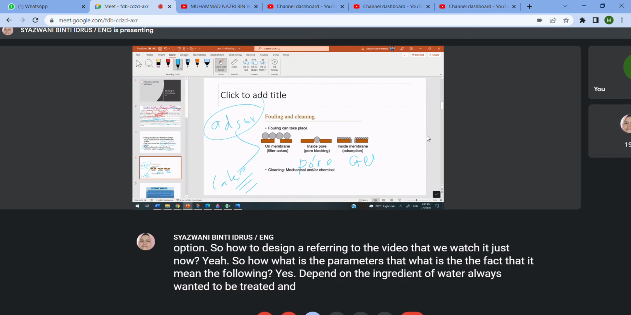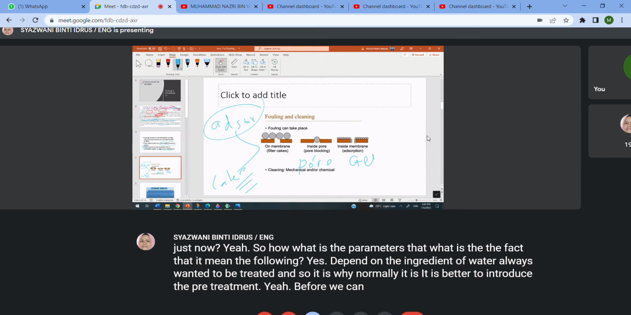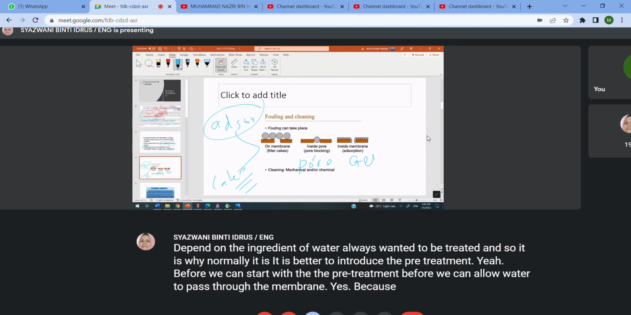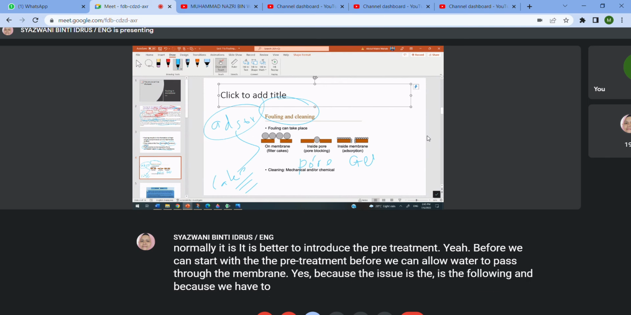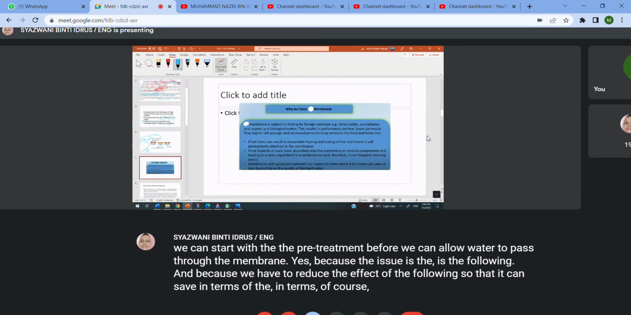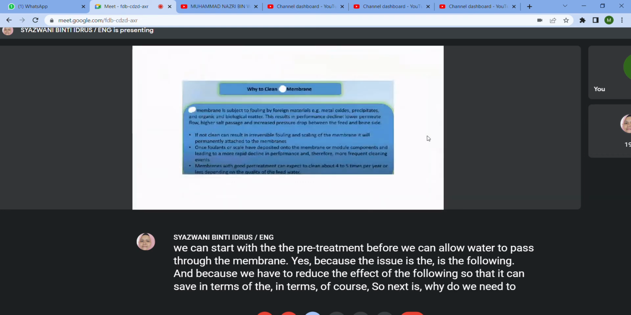So that's why normally it is better to introduce pre-treatment before we allow water to pass through the membrane, because the issue is the fouling. We have to reduce the effect of the fouling so that it can save in terms of cost. Right. So next is, why do we need to do membrane cleaning?